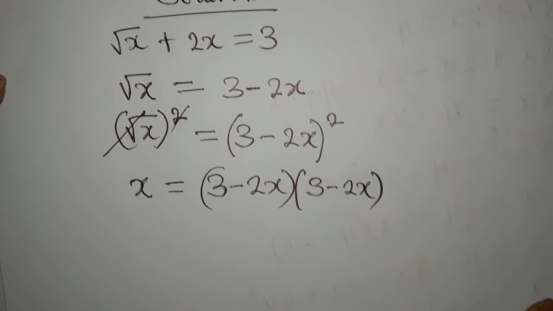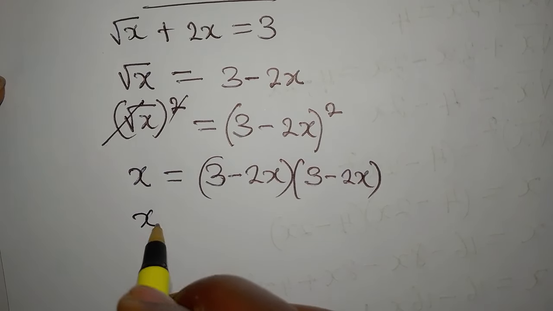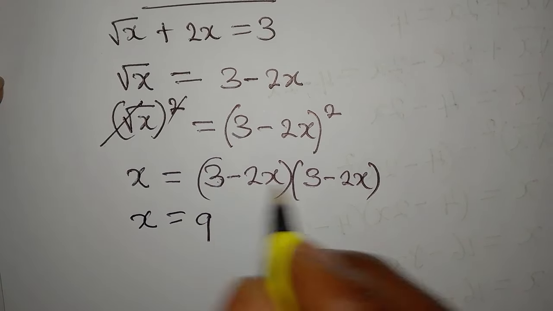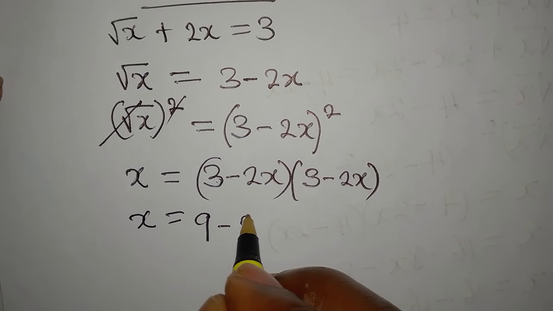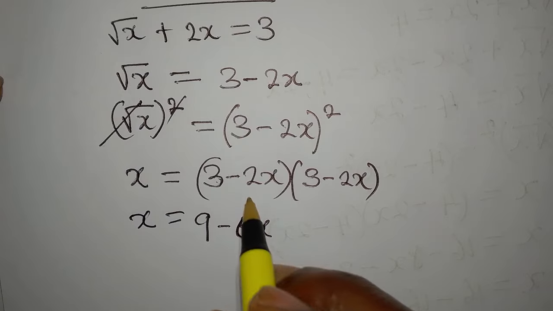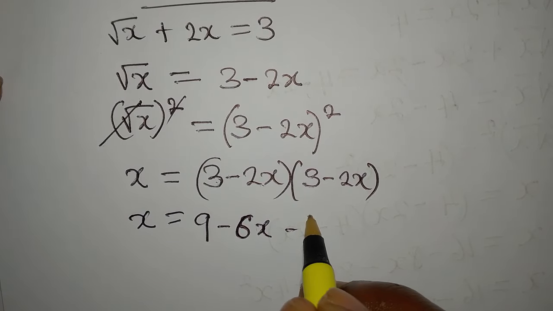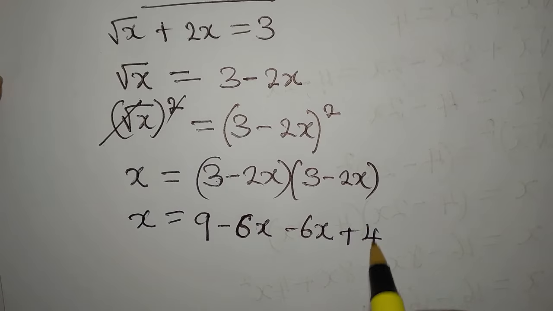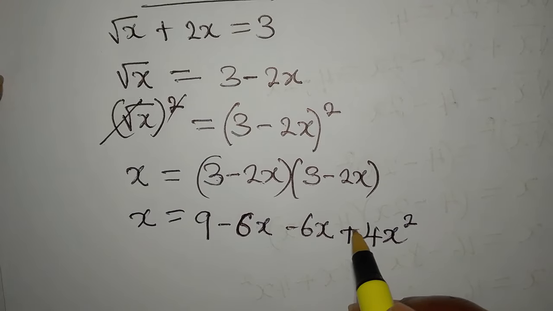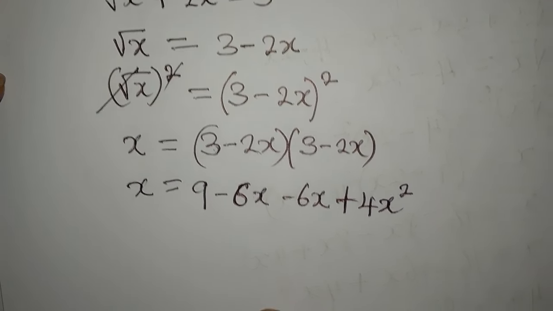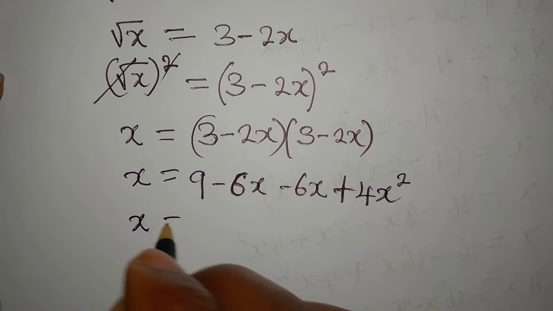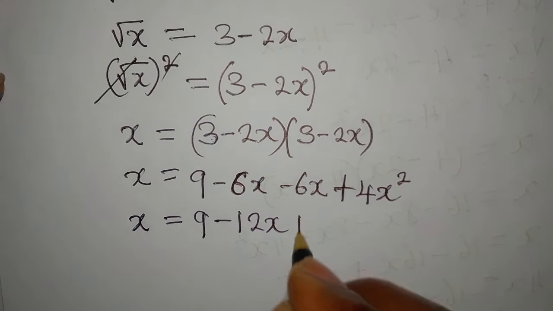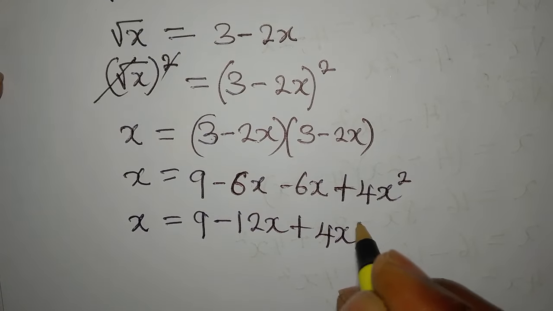Okay, so we continue from here as x will now be 3 times 3 is 9. 3 times this is minus 6x. Then this times this is minus 6x. This times this is plus 4x squared. Now this is x being equal to 9 minus 12x. Then we have plus 4x squared.